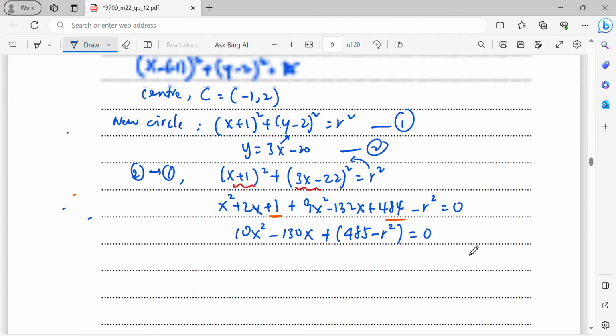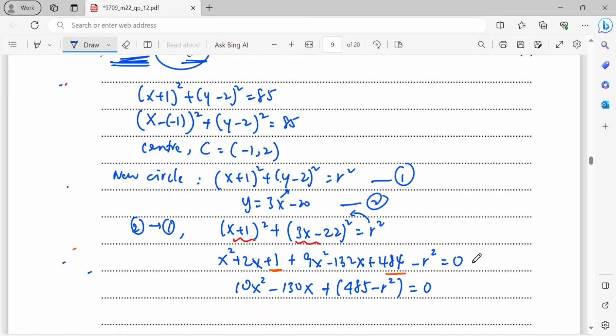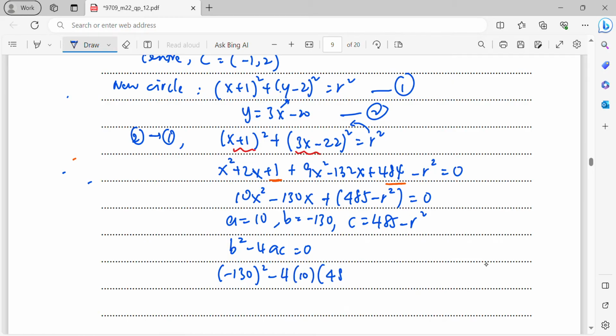Alright, and now in the question is mentioned that the line is a tangent. So when tangent means that there's only one intersection point. So which means the discriminant is 0. Right? So now from here my A is 10, my B is negative 130, my C is 485 minus r squared. So now my B squared minus 4AC equals to 0 because of tangent. Okay, then now just replace all the values. And then you let it be 0.